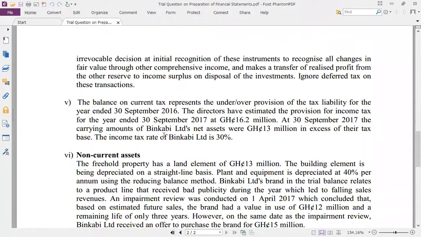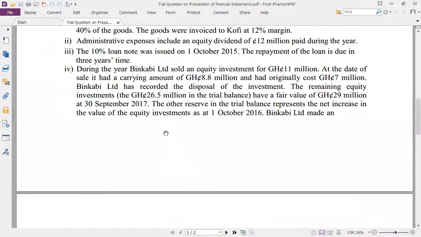Let's go to the next note. Note four. Wow. Note four means during the year, Binkabi Limited sold an equity investment for 11 million. At the date of sale, it had a current value of 8.8 million. Good. That means probably there will be some profit on disposal because the proceeds is more than what? The current amount. Okay. And had originally cost 7 million.